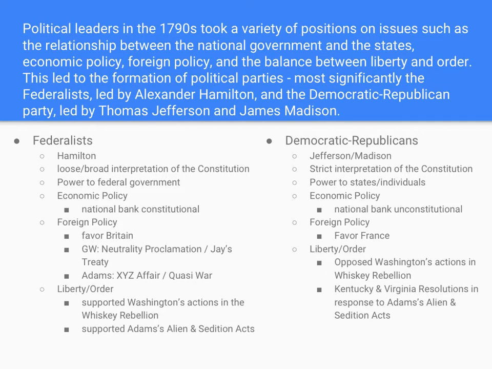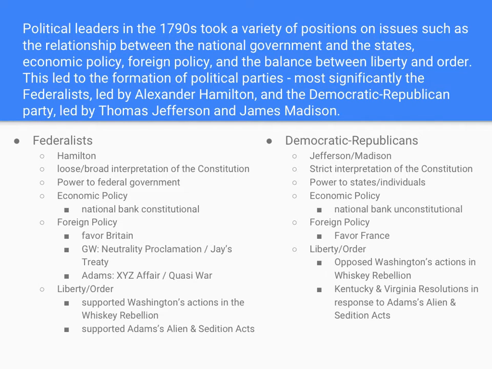The next issue that is listed in the key concept is economic policy. These parties also had differing positions on economic policy. And this goes back to the issue of the national bank. Again, the Federalists, led by Hamilton, had that loose interpretation of the Constitution, and so they believed that the national bank was constitutional. They argued that it was necessary and proper for Congress to create a national bank. On the other hand, the Jeffersonians, the Republicans, argued that the national bank was unconstitutional. So that was their primary difference on economic policy.